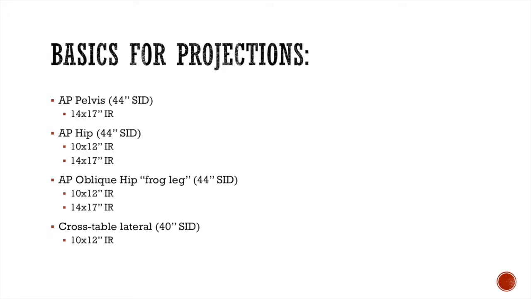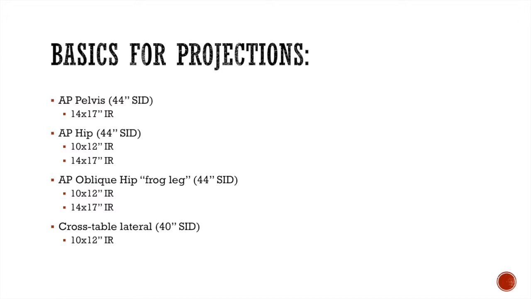Here is some basic information for the projections included in a hip protocol. For the AP pelvis, you're going to use a 44-inch source-to-image receptor distance. It's going to be on a 17 by 14-inch IR in crosswise position. For the AP hip, you're also going to use a 44-inch SID.